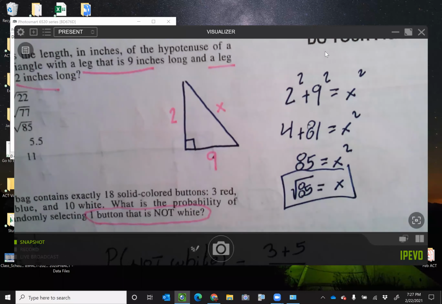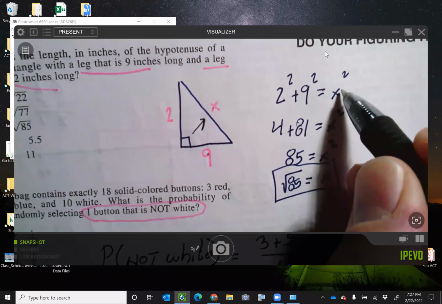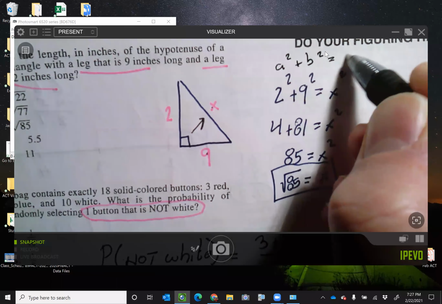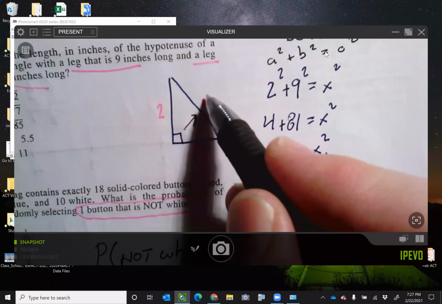Okay. Remember, you always want to identify the letter C. What is the hypotenuse? It's X, so that goes over here. And then the two legs, well, they're on the other side. It doesn't matter which one's the A and which one's the B. You've got to make sure you know which one's the hypotenuse, which in this case is the letter X.